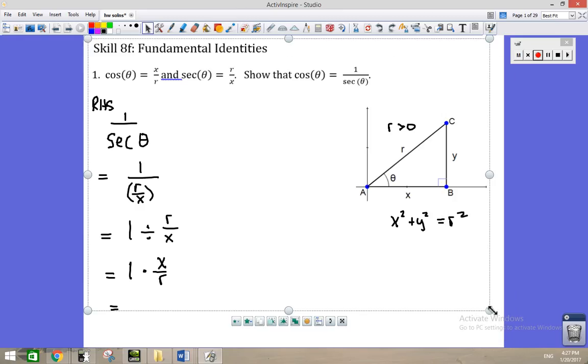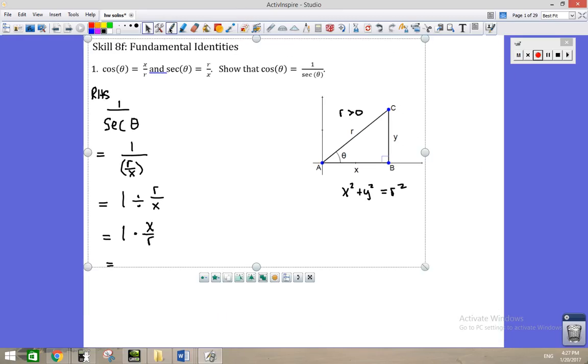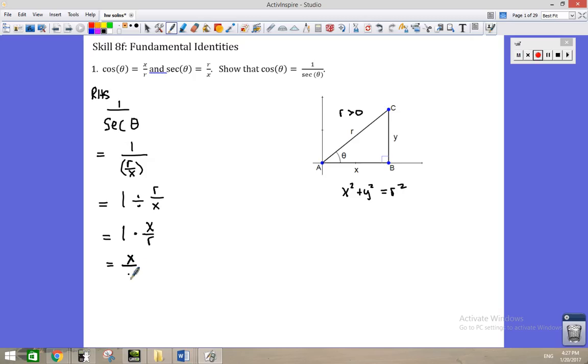And now, the reason that we gave you that x over r is equal to cosine theta is just to remind you that, hey, you're done. Now we have shown that the right-hand side is equal to the left-hand side. So we're pretty confident in saying that, yes, this identity is a true statement. Hope that helps.